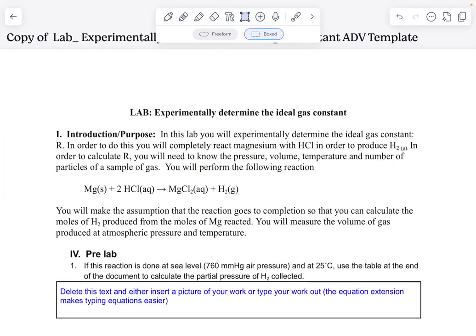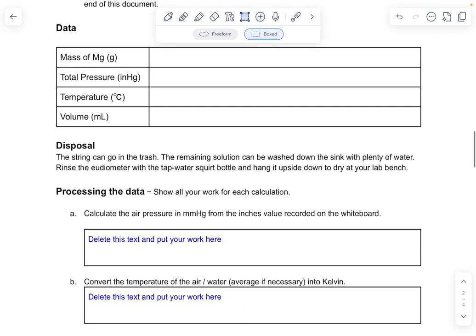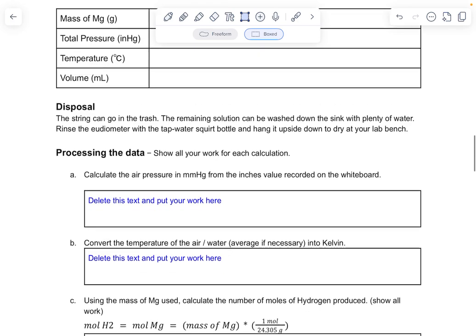All right, so let's talk through the lab really quickly. Hopefully you got the mass recorded appropriately, the total pressure that was up on the board in inches of mercury, and the temperature in degrees Celsius, and your volume that you got at the end.